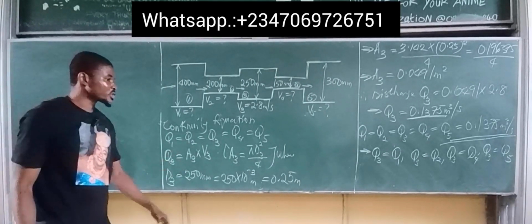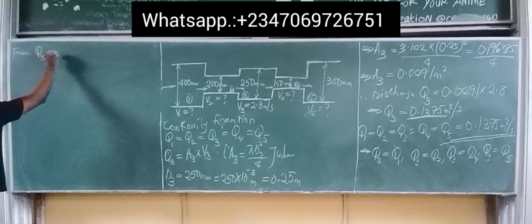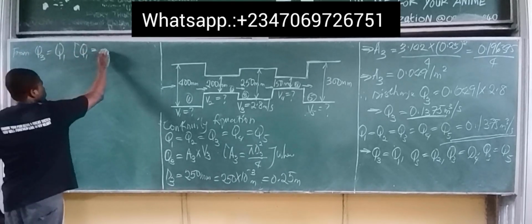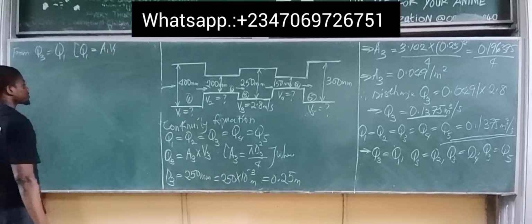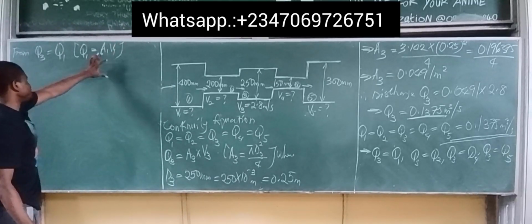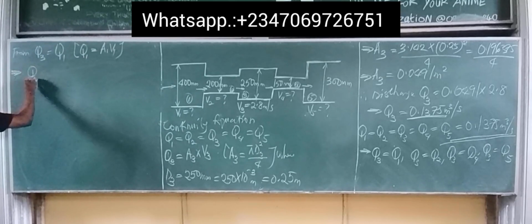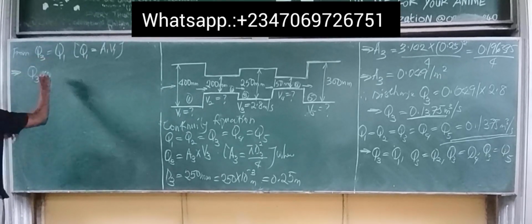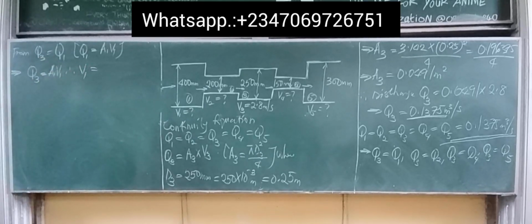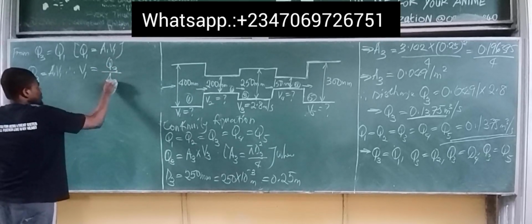Okay, so from this given condition, Q3 equals Q1, and we know that Q1 itself is equal to A1 times V1. We know this. So all we need to do is simply obtain the area of pipe 1 and equate that to this. So if Q1 is A1 V1, this implies that Q3 becomes A1 V1, and therefore you can find V1, which is the velocity at pipe 1, to be equal to Q3 all over A1.